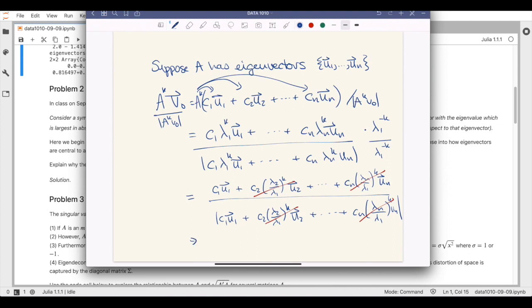And so we can say that as k goes to infinity, this converges to c1 u1 over the length of that, which is just going to be the direction of the leading eigenvector. So notice here that we're assuming that the component c1 of the starting vector is non-zero. If it were 0, then that term would go away and the behavior would be dictated by the second largest term.